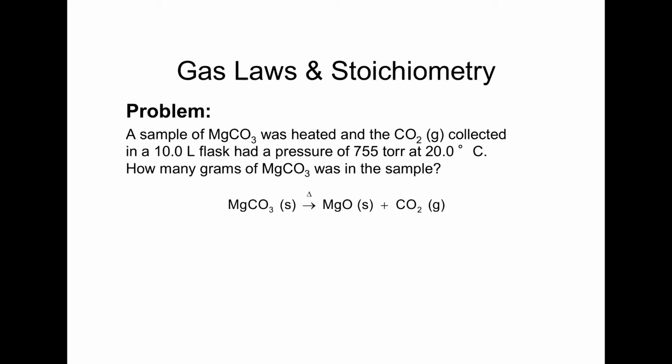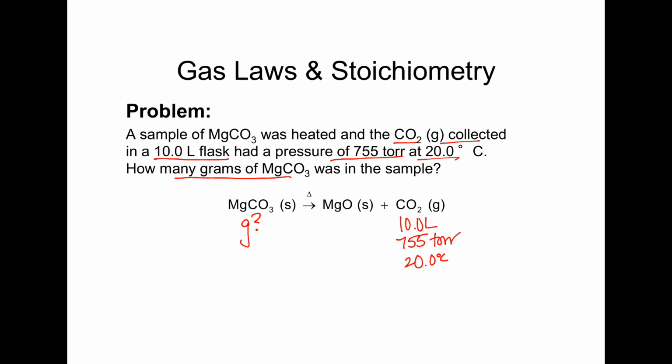Okay, here's a problem that has to do with gases and stoichiometry. I'm going to read the problem, and I'm going to kind of label our variables here, maybe use this balanced chemical equation to help organize things a little bit. A sample of magnesium carbonate was heated, and the carbon dioxide is collected in a 10-liter flask. So that means we know that a gas always expands to take up its entire container. So if it says that it's in a 10-liter container, that means I have 10 liters of my carbon dioxide gas. It was at a pressure of 755 torr and 20 degrees C. And then it says how many grams of magnesium carbonate were in the sample. So what I'm trying to find over here is grams.